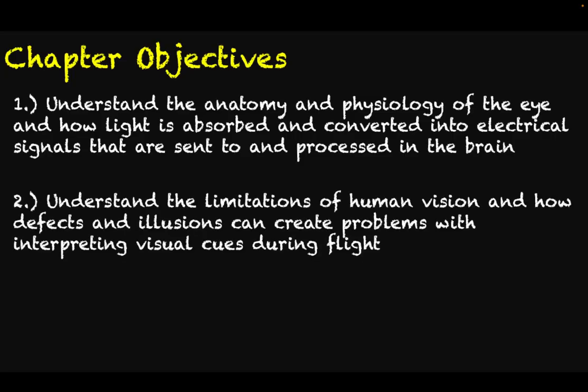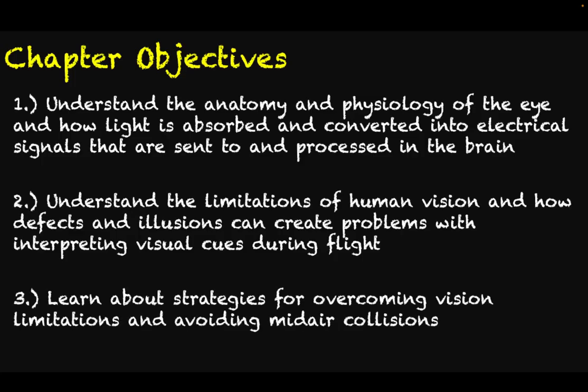We also want to understand the limitations of human vision. It's not a perfect process, and we can be fooled by all sorts of optical illusions, which we will learn about later. So we definitely want to understand the inherent limitations of our visual process, and how defects in how our vision is set up and how optical illusions can create problems for us and how we interpret visual cues during flight. And then finally, we want to talk about strategies for overcoming those visual limitations.